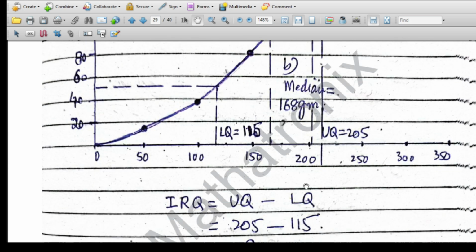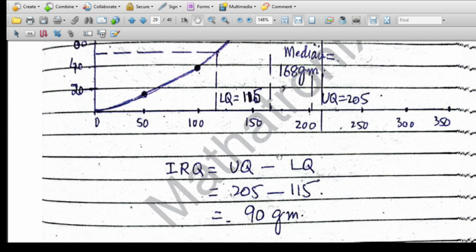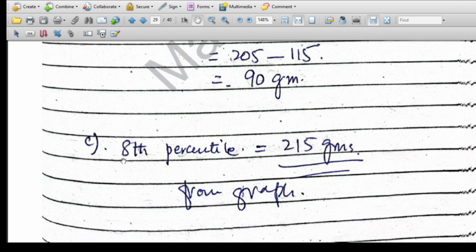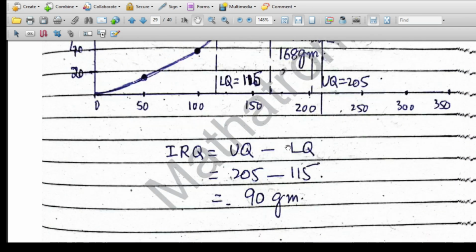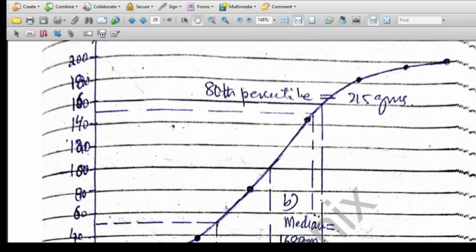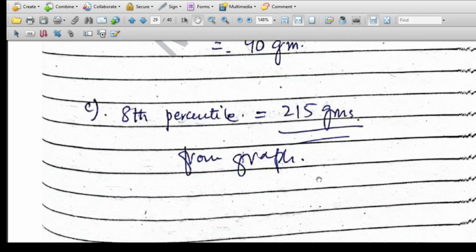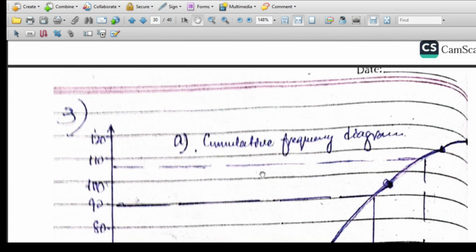So this is simple, not very difficult. The 80th percentile, which is 215. This is 80th, 80, so the 0 is missing here. So this is the 80th percentile. And the third question.